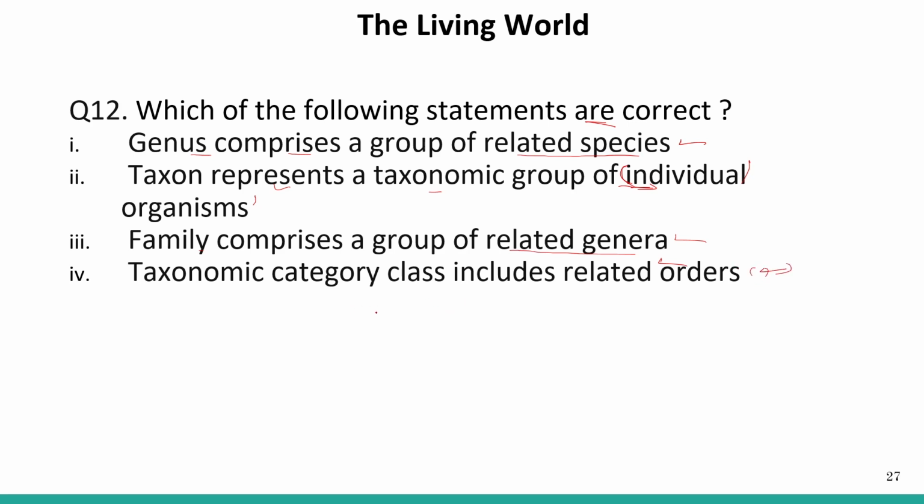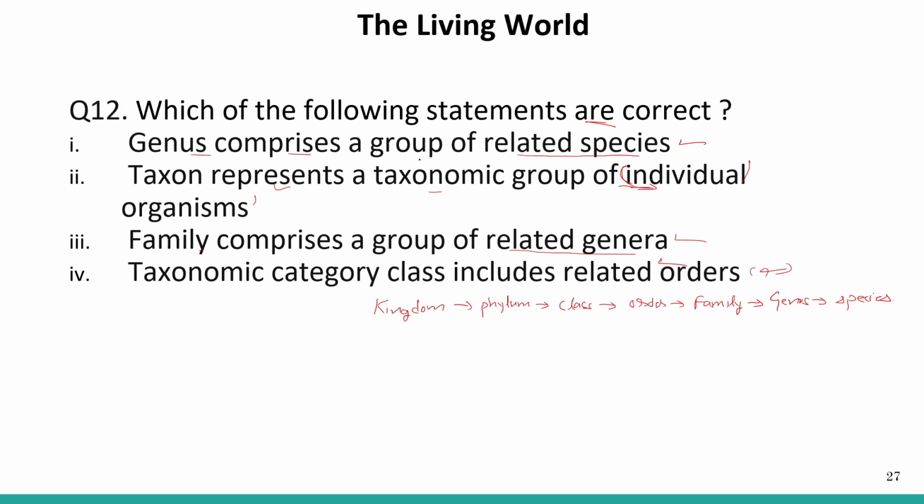Alright, so let's have a look at the taxonomic hierarchy again. First we have the kingdom, which is the highest taxonomic category. Then after kingdom what we have? Phylum. Then we have the class, order. And lower to order is family. Then we have the genus, and the lowermost taxonomic category is species.